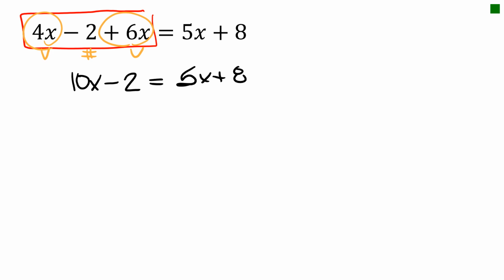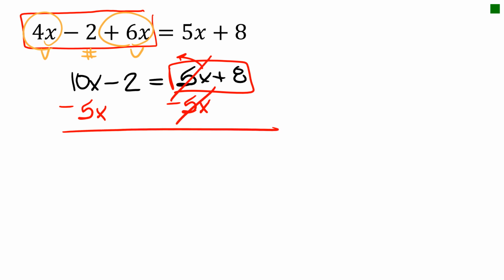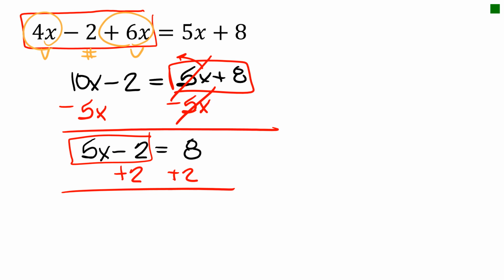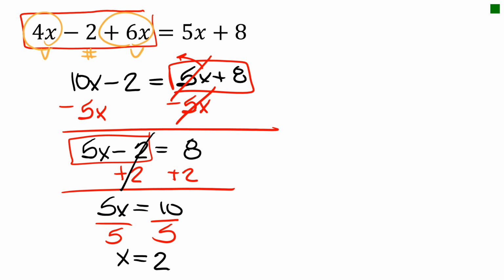From the right-hand side over here, I'm going to move that 5x. I'm going to subtract 5x. Cancels. 10x minus 5x is 5x. I still have minus 2 equals 8. Over here on the left-hand side, I need to move that minus 2. I'm going to do that by adding 2. Cancels. 5x is equal to 10. Down to your coefficient and your multiplication. Divide by 5. X is going to equal 2.